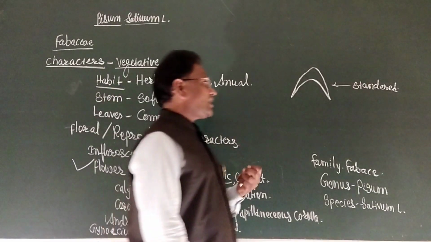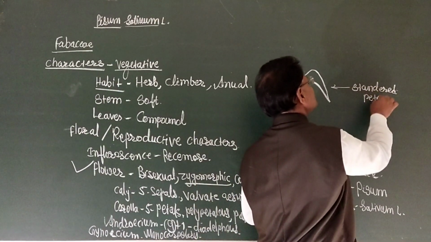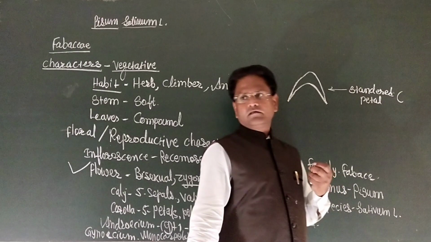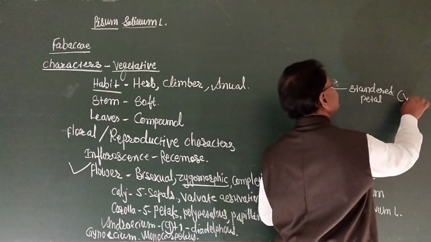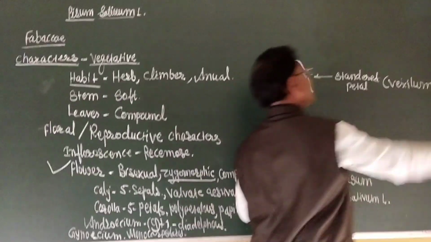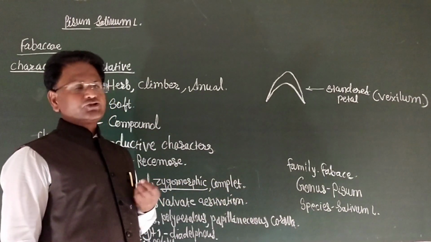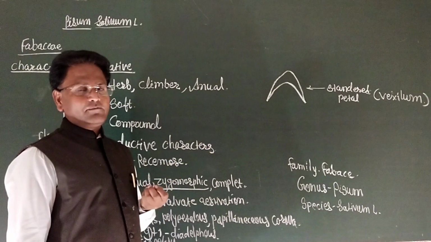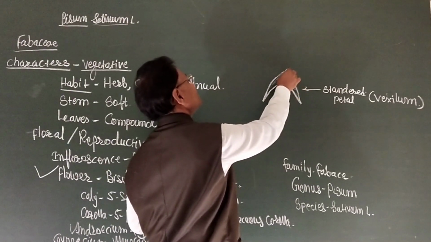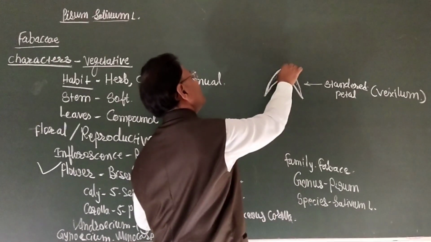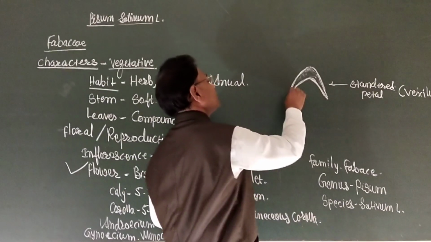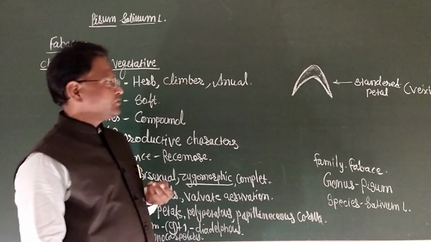Standard petal. This standard petal may also be called vexillum. Standard petal is also known as vexillum. This petal is present on the dorsal side, a single larger petal. This is the vexillum, developed in the corolla of the flower of the pea plant.